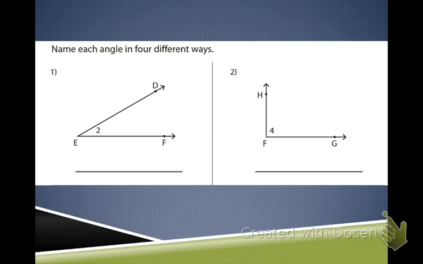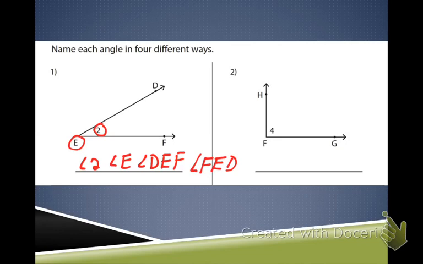Number 1 says name each angle in 4 different ways. So in this particular case, this is angle 2 if we use the number method. It is also angle E if we use the 1-letter method. And if we use the 3-letter method, it is angle D, E, F, or angle F, E, D. Now, I'm not sure if this one's on that worksheet. I can't remember right now. However, you should try this one on your own.